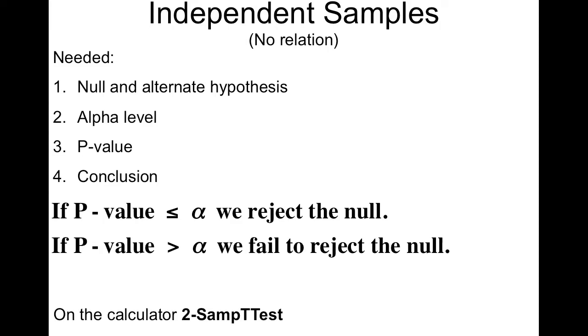Okay. In our calculator, we're going to use a two-sample t-test. There's the function you're going to go to for finding the p-value.